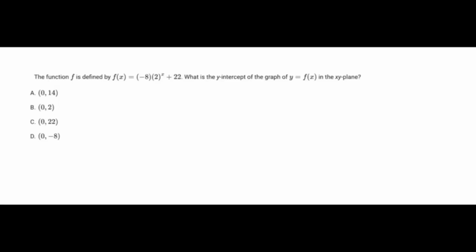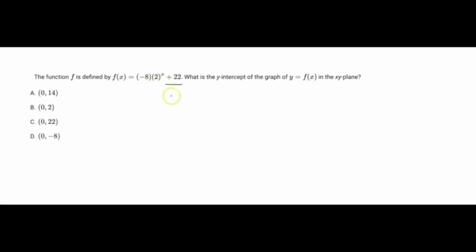The function f is defined as f of x equals negative 8 times 2 to the power of x plus 22. What is the y-intercept of the line y equals f of x in the xy plane? All right, so first off, the number is probably jumping out at you, the plus 22, but don't fall into this trap. You know, there's always that answer choice that they want you to pick, but it's really just a trick answer. So instead of jumping to conclusions, seeing this plus 22, everything else here is being multiplied and it's dependent on x.